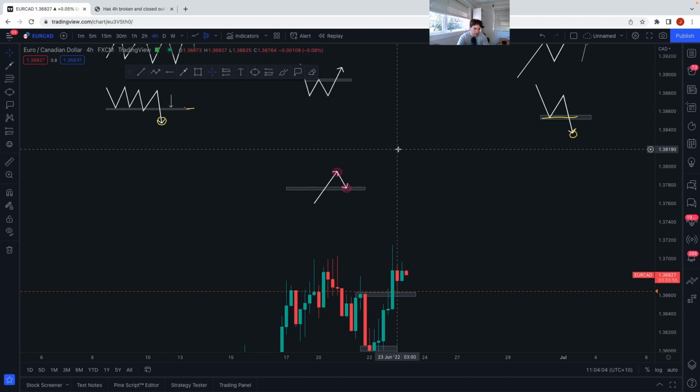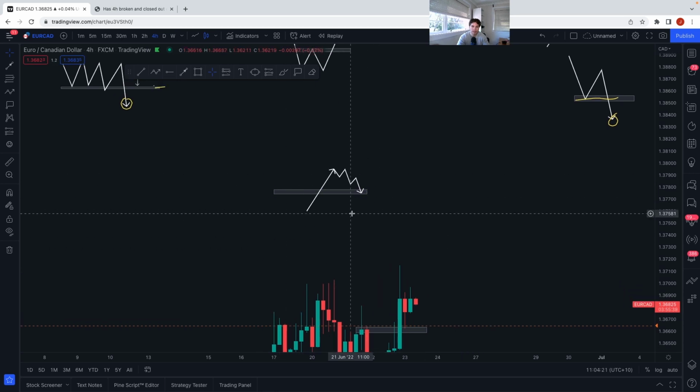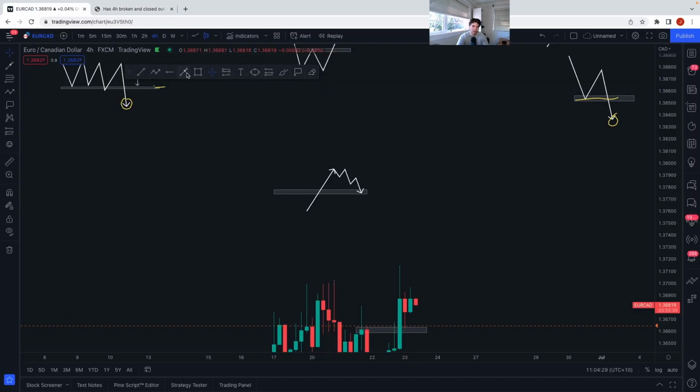The other scenario is price is not going to come down that cleanly. It's going to break out of here, and remember we're on the 1 hour time frame right now, and it's going to create some structure and start making lower lows and lower highs. So what we can identify here is to look for a lower low and lower high, or a break below the previous high low.